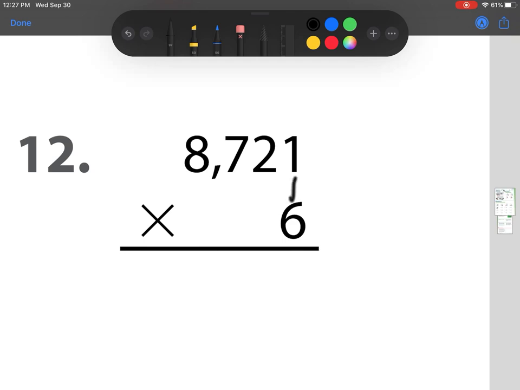Headed off to number 12 now. We have 6 times 1 is 6. 6 times 2 is 12. Regroup that 1. 6 times 7 is 42, plus 1 is 43. Regroup that 4. And lastly, 6 times 8 is 48, plus 4 is 52.